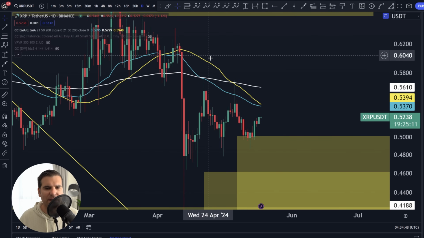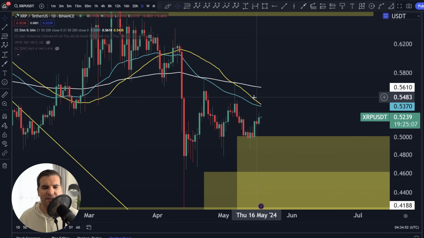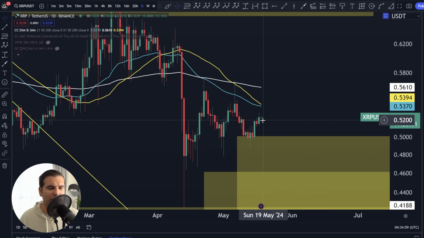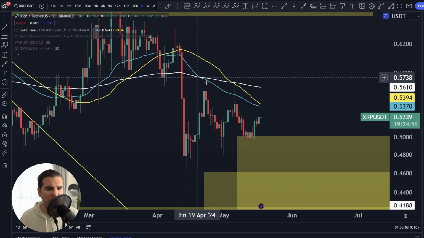Then, of course, we have the yellow line. That's the 50 simple moving average, 50 days' worth of prices and the average of that. It shows us here at 53.94. Price is also lower than the 50 simple moving average. It's also lower than the 50 exponential moving average, the blue line coming through here.